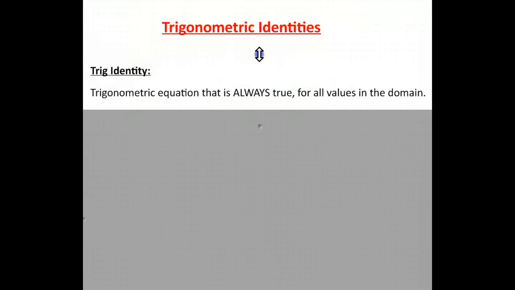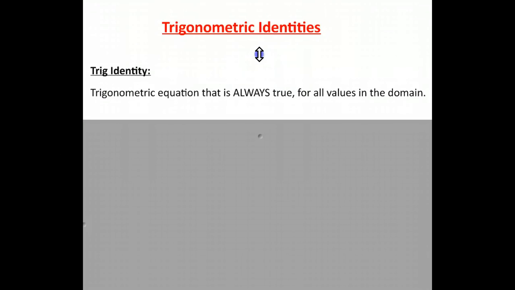Good morning. This screencast is going to introduce us to the basic concept of trig identities, and it's going to run us through some trig identities that we already know and some new ones. First, we need to define what a trig identity is. A trig identity is a trigonometric equation that is always true for all the values in the domain of those functions that are in the identity.